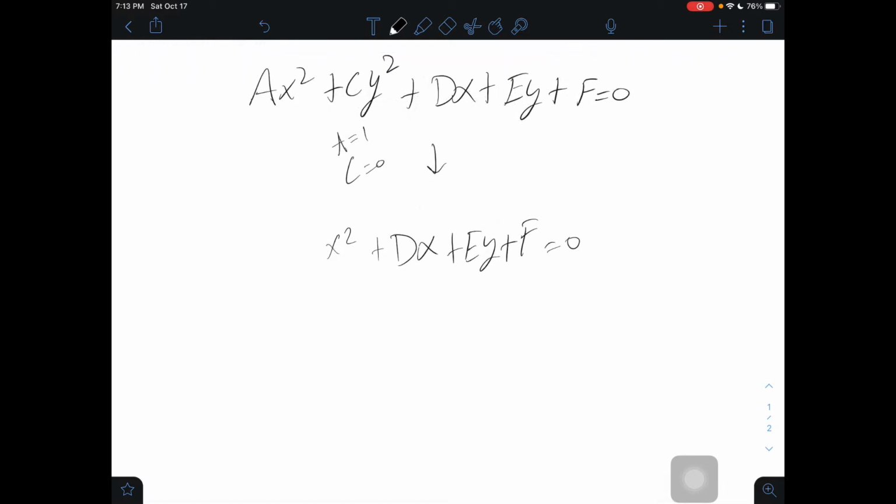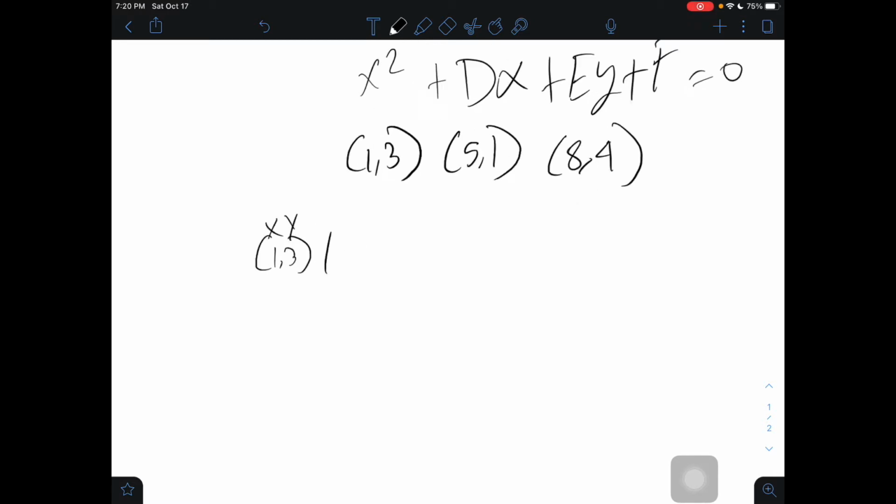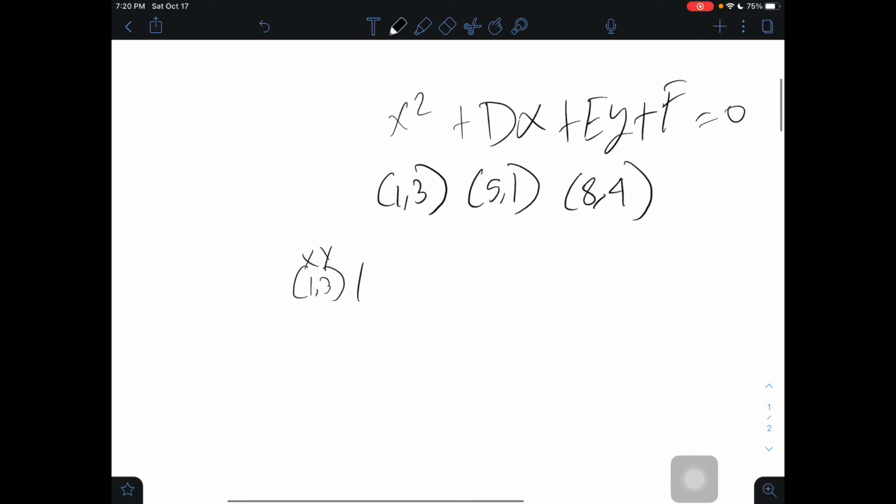The coordinates we're going to be using are the same as last time, which are 1, 3, 5, 1, and 8, 4. So again, we're going to do the same thing. So we have coordinate 1, 3, 1 being our x value and 3 being our y value. Then we're going to just substitute back into the equation, x squared plus dx plus ey plus f equals 0.